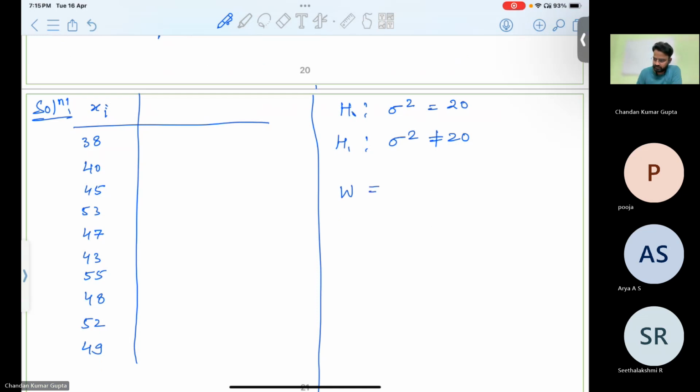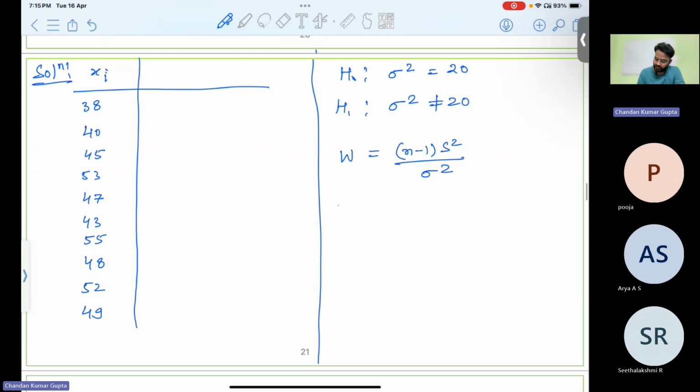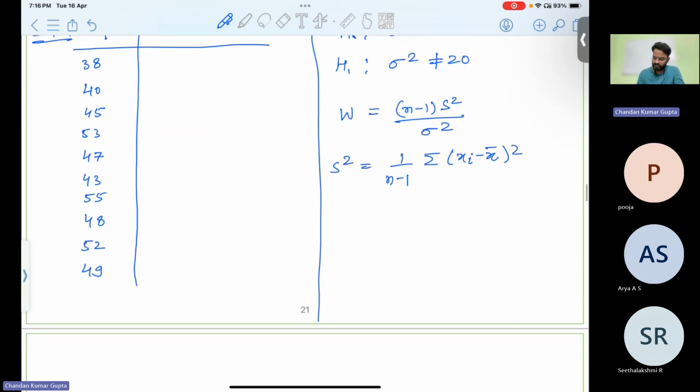It is (n minus 1) s square upon sigma square. Sigma square is 20, which we need to check. N is given as 10. Now we first need to calculate s square, which is 1 upon n minus 1 times the summation of (xi minus x bar) whole square. So we first need to calculate x bar. X bar is 1 upon n times the summation of xi.